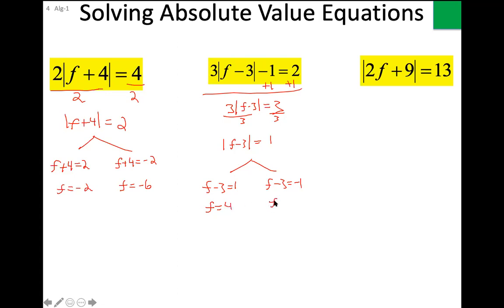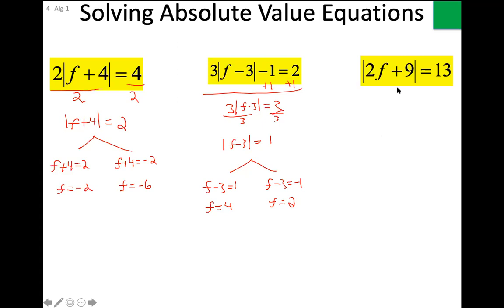I add 3 to both sides. 3 and a -1 is a 2. So I get the 2 answers, 4 and 2. 4 and 2 make this true. 4 minus 3 is 1. 1 times 3 is 3. 3 minus 1 is 2. 2 also makes it true. 2 minus 3 is -1. The absolute value of -1 is 1. 1 times 3 is 3. 3 minus 1 is 2.